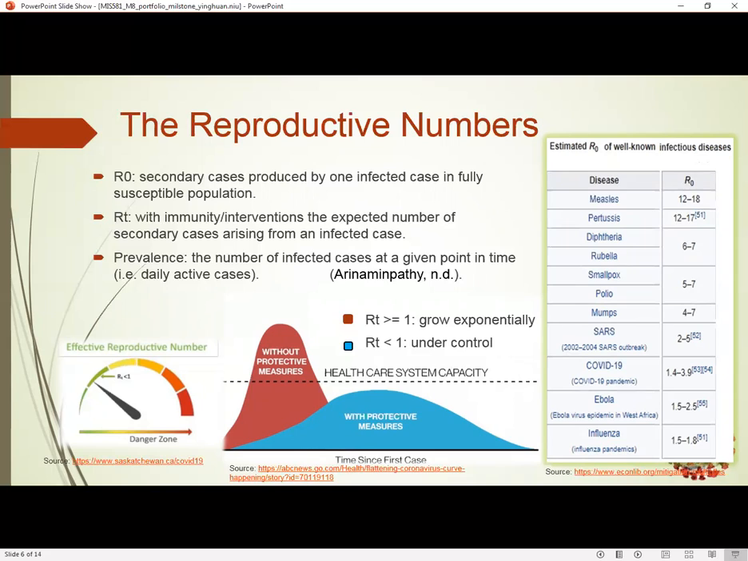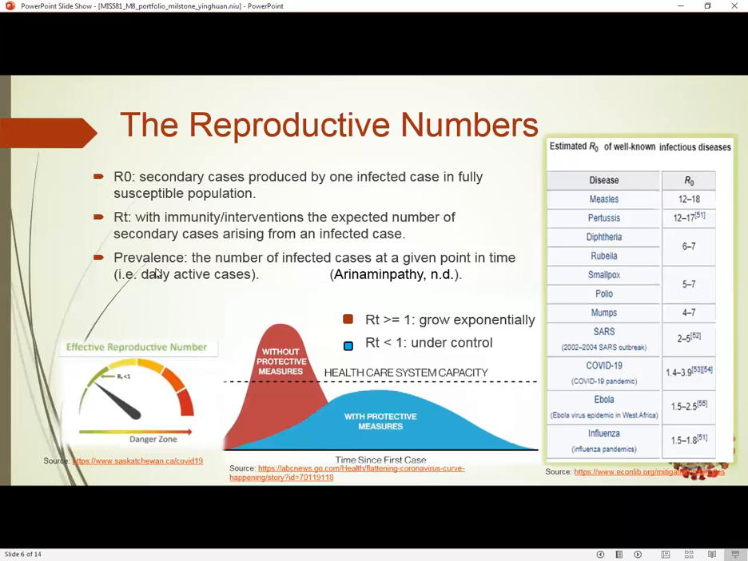RT is the effective reproductive number. Again, in the COVID-19 context, that's when interventions were in place and the number started to drop. It is the number of secondary cases that arise from a single case. RT equals 0.51 during the lockdown period in Alberta means the spread was very well under control and the number of active cases dropped 90% within a month.